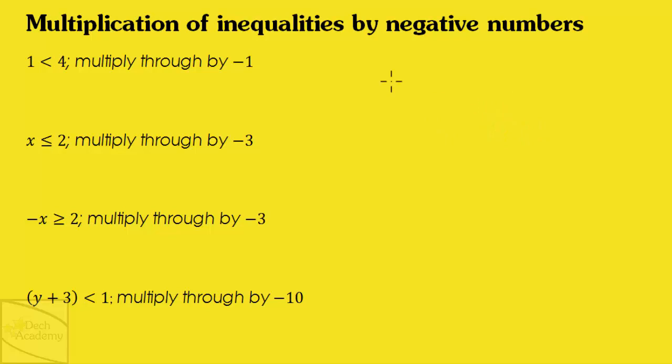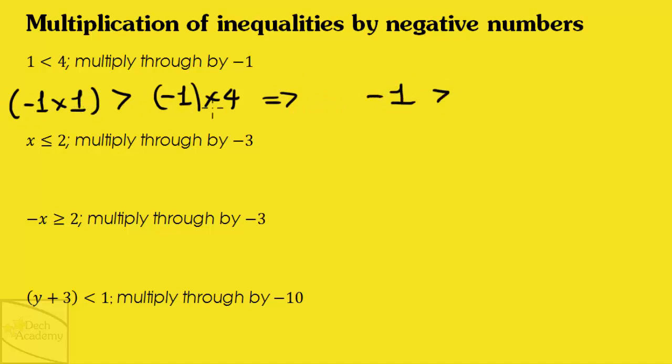Now we're going to multiply inequalities through by negative numbers. The first one here is 1 is less than 4. We're required to multiply it through by minus 1. So similarly, the left hand side term is multiplied by minus 1, so minus 1 times 1. And the right hand side term, 4, is multiplied by minus 1 as well. But whenever you multiply an inequality through by any negative number, the inequality symbol must be reversed. So this less than becomes greater than. And this simplifies to give minus 1 times 1 is minus 1 is greater than minus 1 times 4 is minus 4.